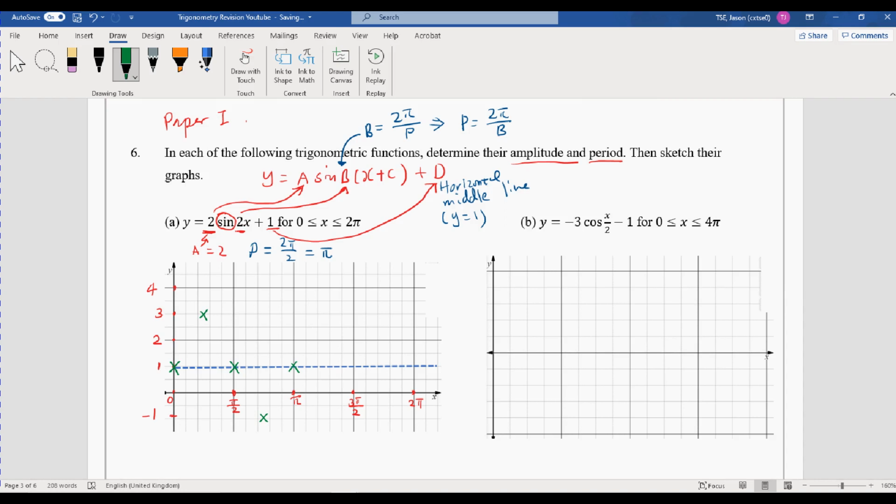And how about the rest? You just repeat the form because you need to sketch up to 2 pi. Then you try to connect them. So that would be the case.